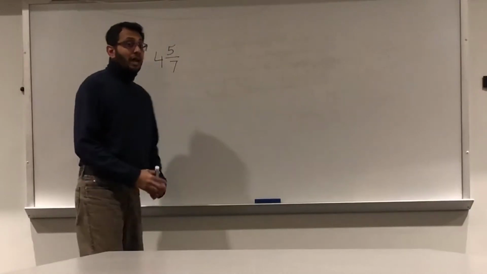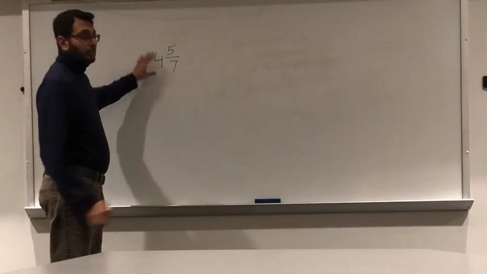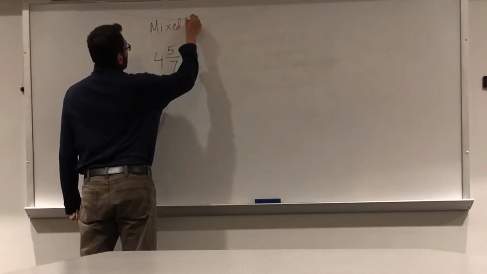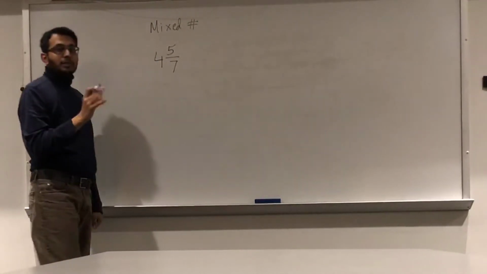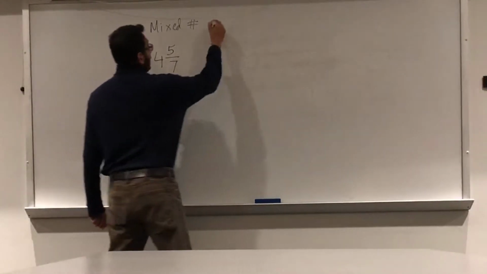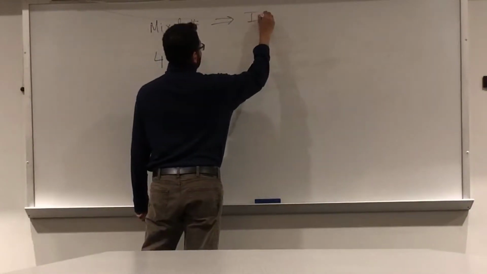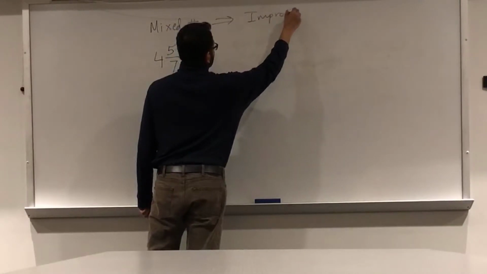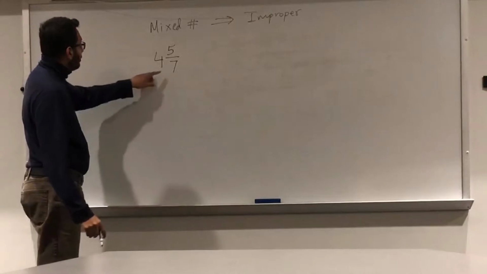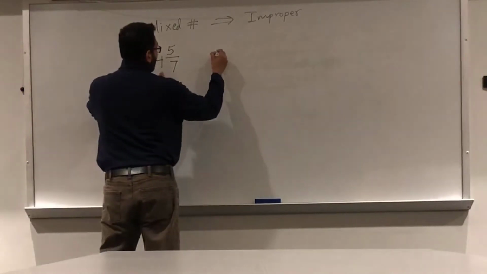Next, we will learn how to convert a mixed number, which is a combination of a whole number and a proper fraction, into an improper fraction. So now what we will do is, we will solve it like this.